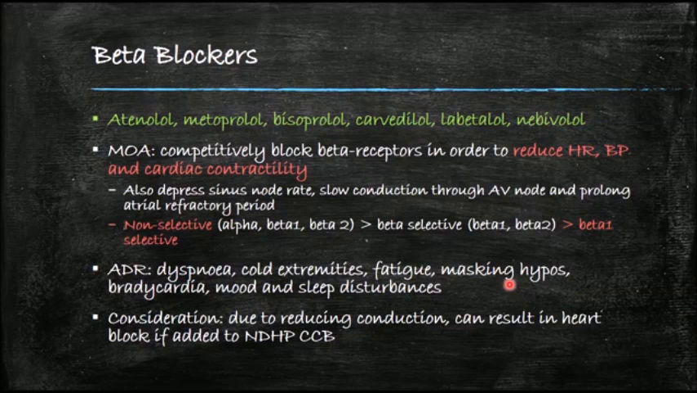Hypoglycemia often presents itself as a tachycardia and palpitations, right? By reducing your heart rate, you're going to stop that from occurring. So these drugs can mask hypoglycemia. So beta blockers are not a good first-line drug for diabetics.